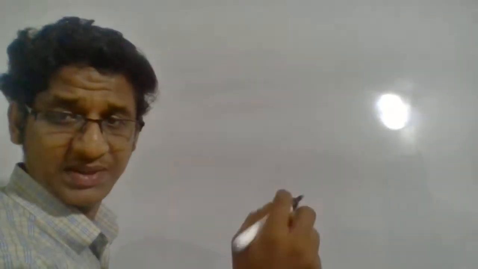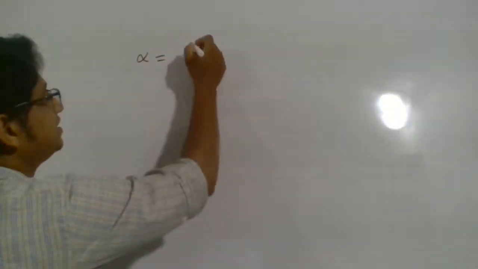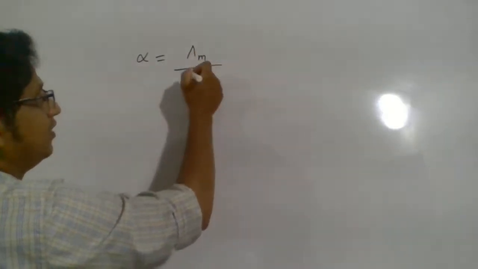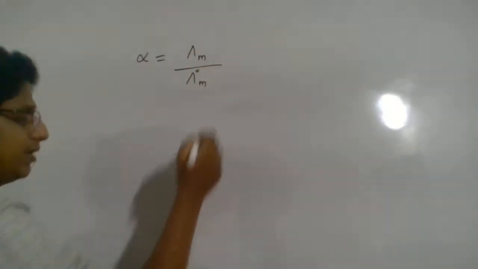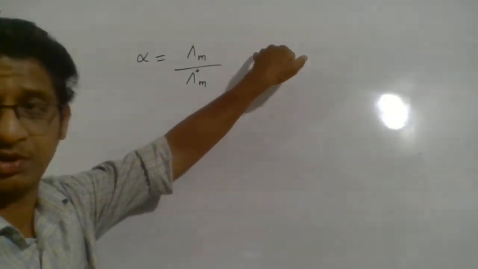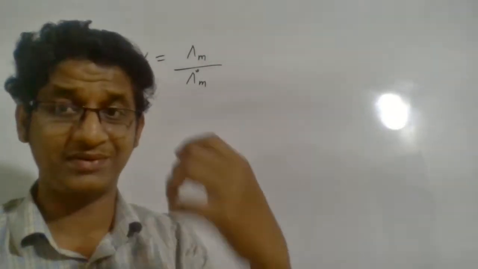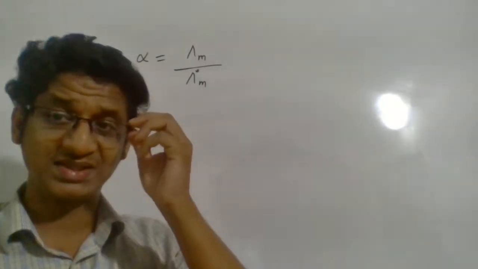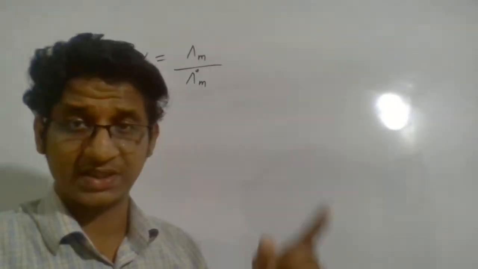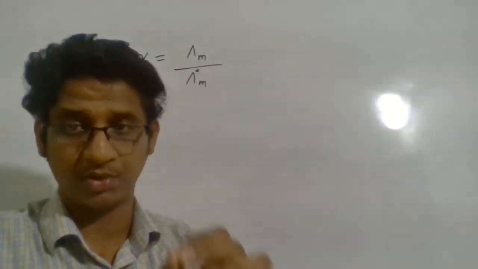So let us now see how to find the degree of dissociation. This we discussed in the previous class, please go through that. Alpha is the degree of dissociation, which is equal to lambda m divided by lambda 0 m. In the previous class we saw an equation for alpha, where alpha is the number of molecules dissociated divided by the total number of molecules. Now we can express the degree of dissociation in terms of molar conductivity and limiting molar conductivity.